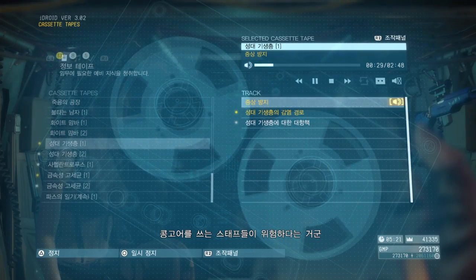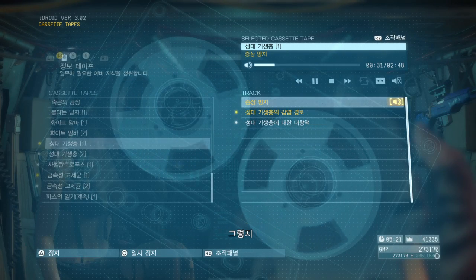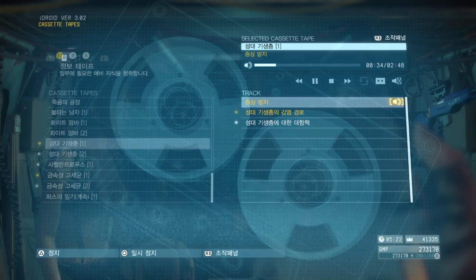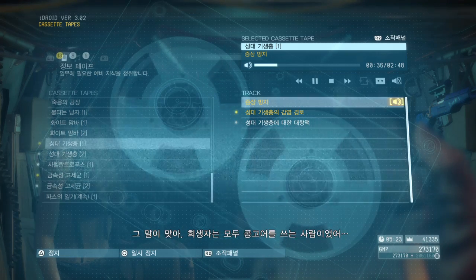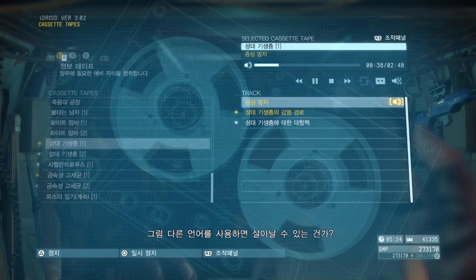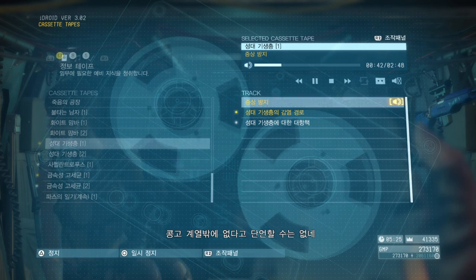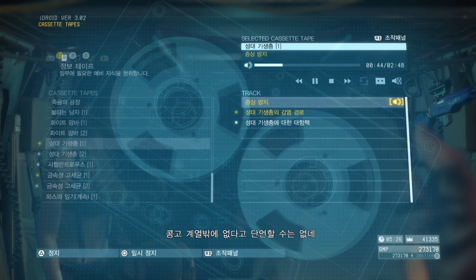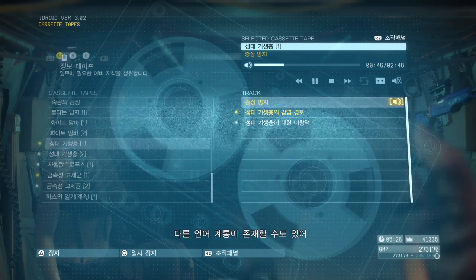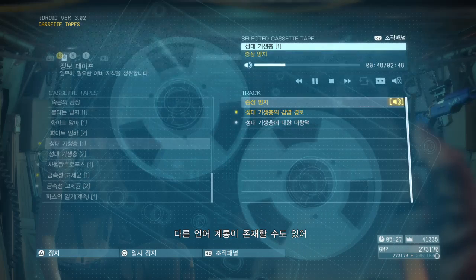So our Chn-speaking staff are at risk? Quite so. He's right. All the victims do speak Chn. So they can survive if they just use another language? There is no guarantee. You're only dealing with the Chn strain. Other language strains may be present.